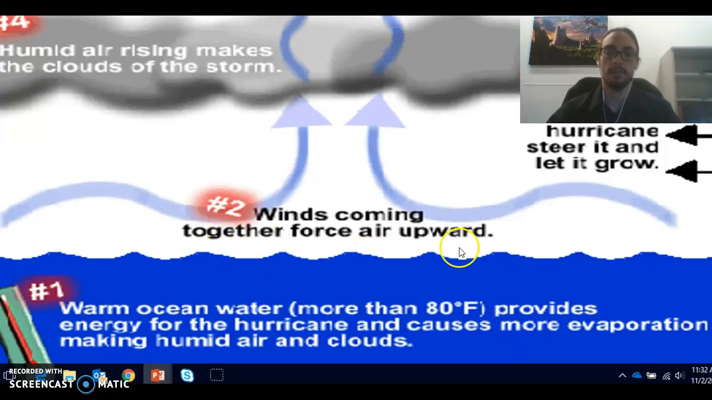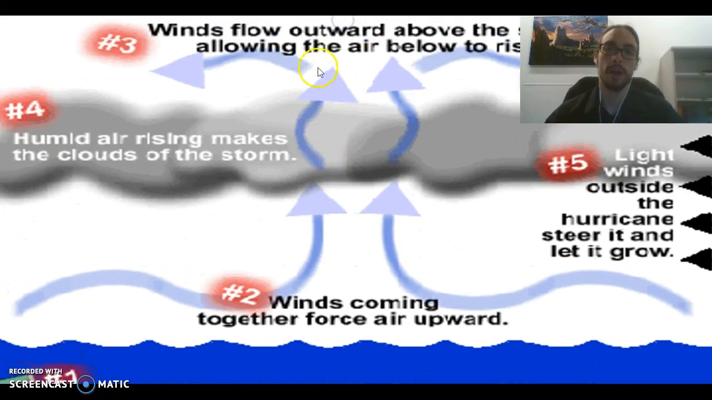So we're going to cause evaporation, and that warm air rises up. We know that that happens. We need a low atmospheric pressure so that warm air can rise and create that instability. And then that wind is going to flow outward above the storm, and it's going to allow more air to rise. And then that humid air is going to get colder. It's going to mix with clouds. It's going to create the precipitation for the storm, and then it's going to create that convection current again. So, you know, it's continuously going like this.